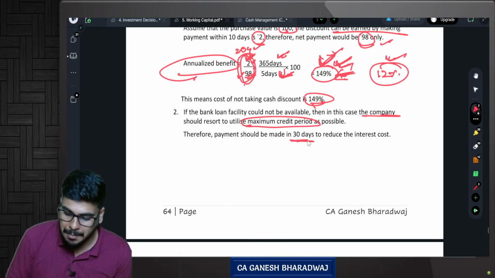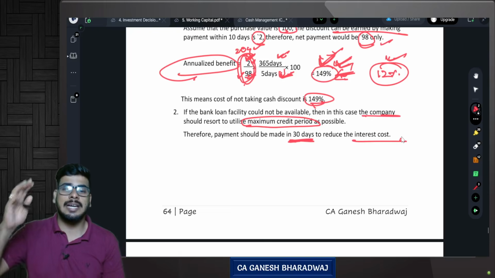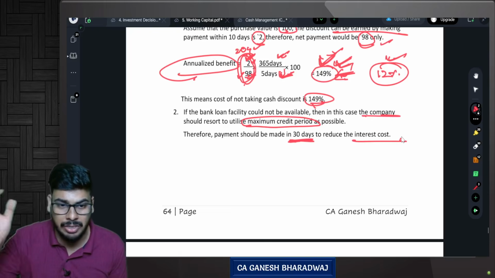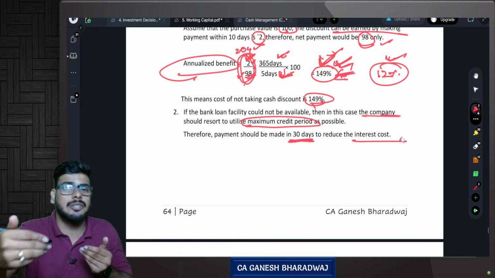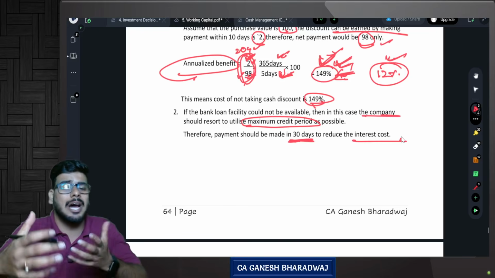Therefore, the payment should be made in 30 days to reduce the interest cost. Are you clear with this? This also they will borrow. Maybe if they are not able to immediately arrange the funds, they will somehow arrange it after a period of 10 to 12 days. Yes, maybe after some time.